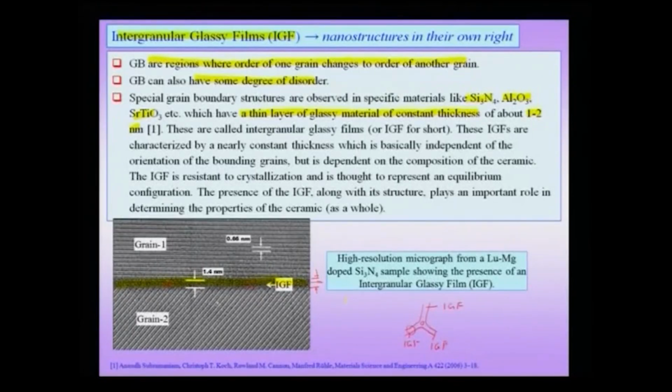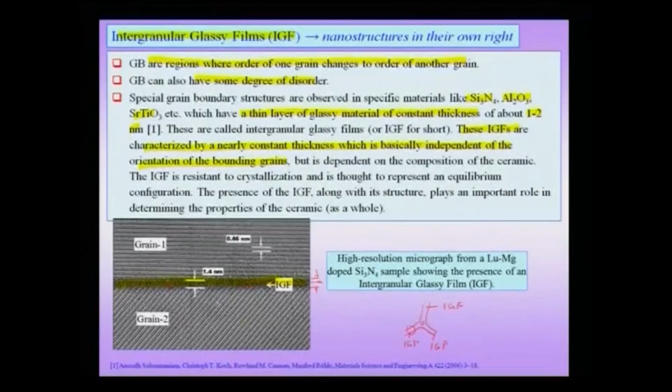So, they are in their own right a nanostructure, or a nanostructure in a bulk material. These IGFs are characterized by nearly constant thickness, and it is basically independent of the orientation of the bounding grains, except for special misorientations which are called the CSL misorientations. You would find that the orientation does not determine the thickness of the glassy film, but it is definitely dependent on the composition of the ceramic, and this glassy film itself sometimes becomes self regulating in its composition.